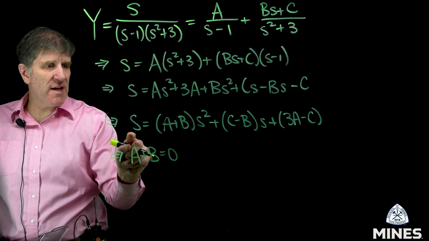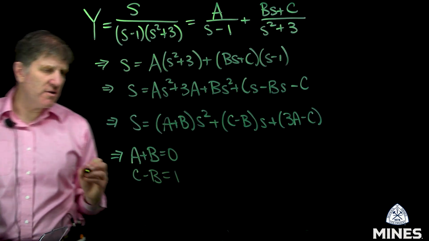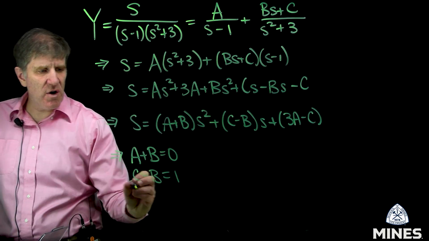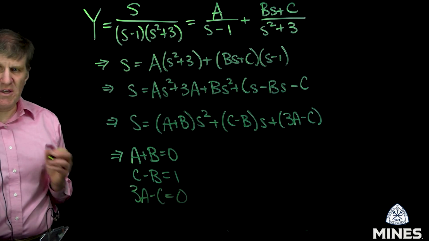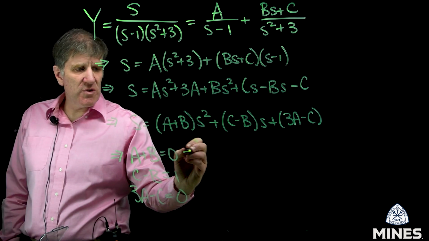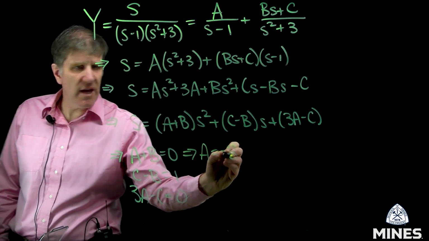There's one s on the left, and c minus b s on the right, so that coefficient has to equal 1. There's no constant term on the left, so our constant term, 3a minus c, is going to be 0. So we have this system of 3 equations and 3 unknowns. From the first equation, I can see that a must equal negative b.